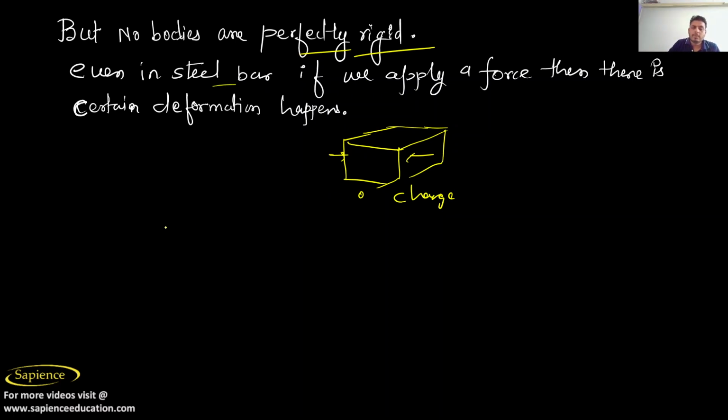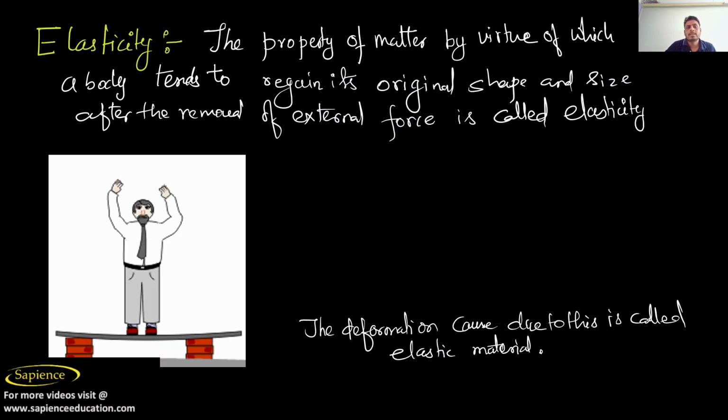Even a steel bar, if you take a steel bar and apply a force, it will bend like this. So even the strongest, hardest body won't be considered perfectly rigid. There is somehow a little elasticity in this type of material. Okay, so let's discuss elasticity now.